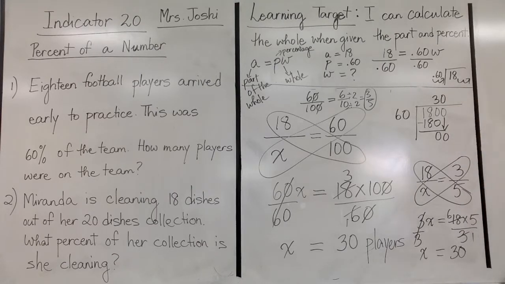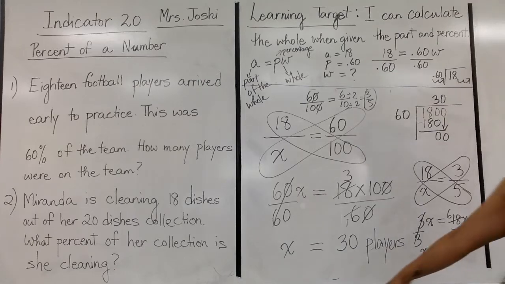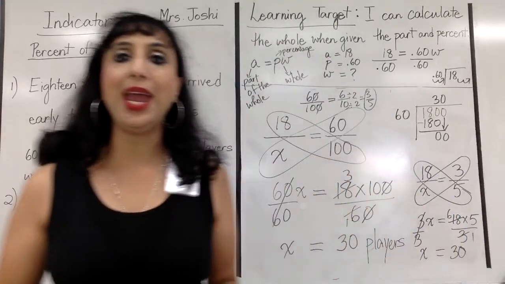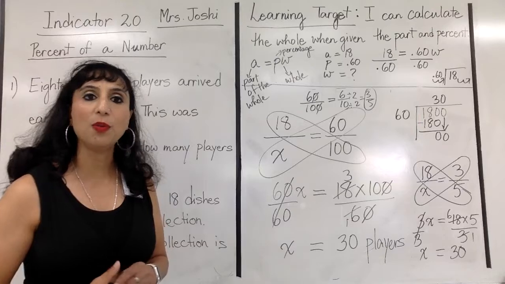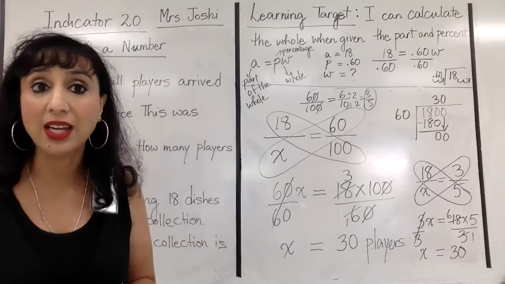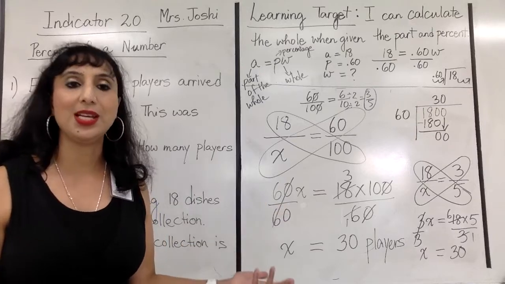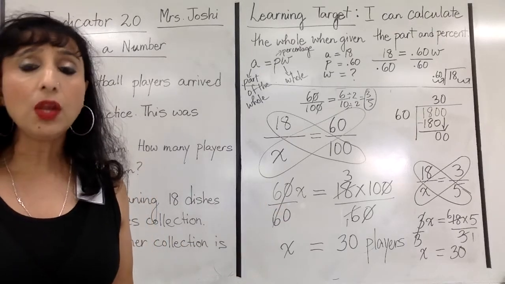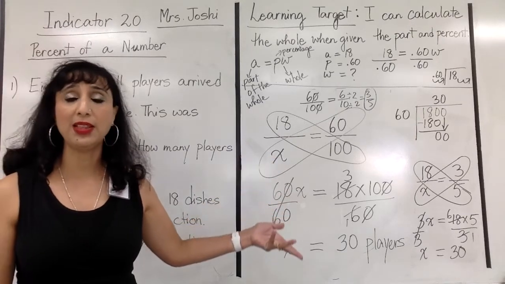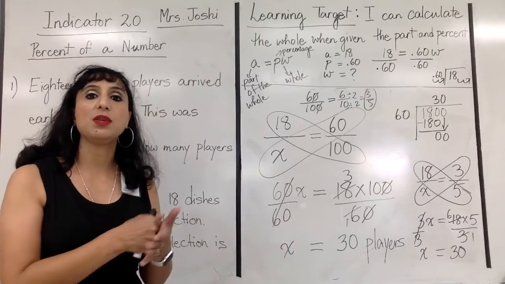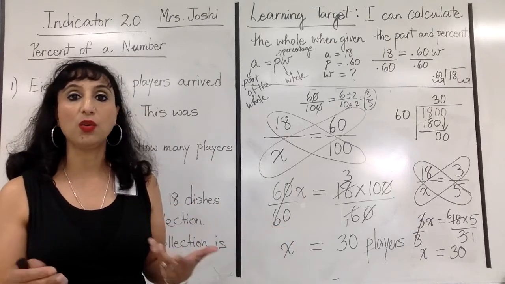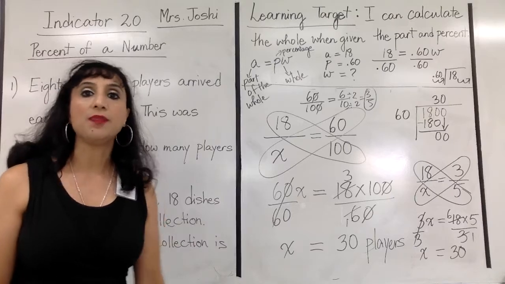So look, same answer. I still end up with 30 players. So you can do the A is equal to PW formula. That works perfectly fine. It's an introduction, and I'm telling you, you're going to see a lot of that later. Or you can do this proportion method to find out, if this is missing, what the other one is going to be.